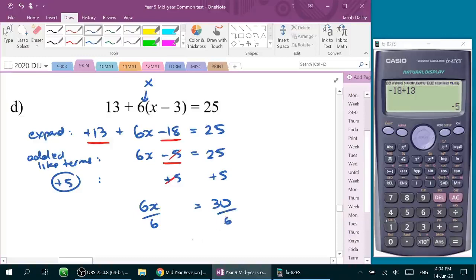Divide by 6, divide by 6, we're going to get x, so that's a divide by 6 step. x equals 5. So 4 steps in there, so I think you would get 2 or 3 marks for that question. Alright, let's move on.